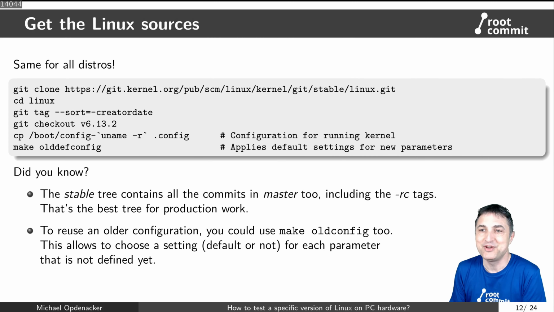The next step is to get the Linux kernel sources. Here, I'm cloning the stable kernel tree, which contains the stable kernel releases. Then I'm using this git tag command to get the latest tags. This allows me to identify and check out the latest version in a release branch, like v6.13.2 when I prepared this presentation.